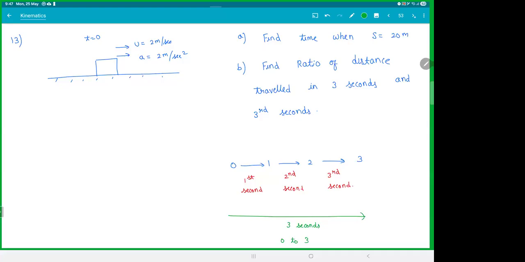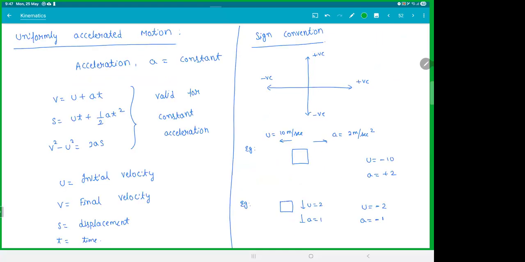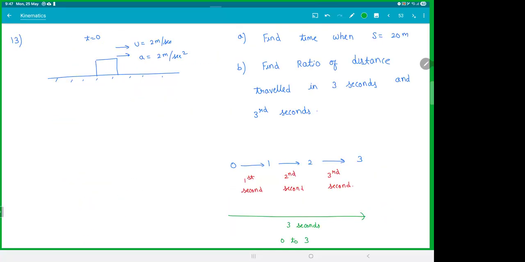Yeah, let's get them both. Formula substitution, that's it. We are going to play with only these three formulas. The particle initial speed is 2, acceleration is also 2. Find the time when the displacement is 20 meters and find the ratio of distance traveled in 3 seconds and third second. So in 3 seconds, how much will it travel? Third second, how much will it travel? Get the ratio.